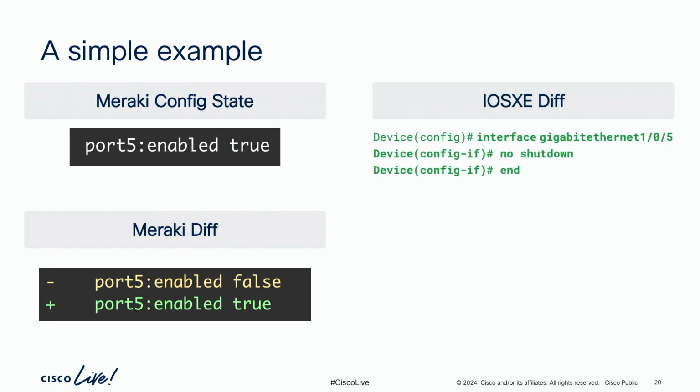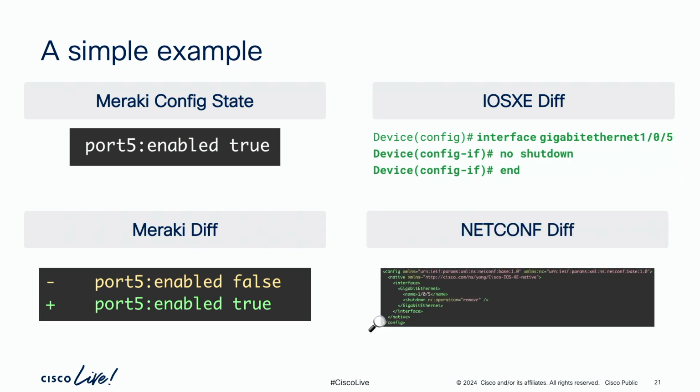And so if you've worked with Catalyst switches, you know console is what a lot of people use. You go into the particular port, you say no shutdown, and you type end. And when you hit enter on end, this change immediately goes into effect. There's no transactions. There's no safe rollback. It's immediate. Or you can do it via NETCONF, and you have this huge blob of XML just to turn on a port, and you can't really read it.